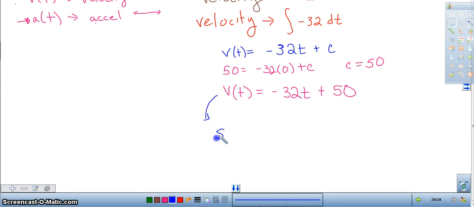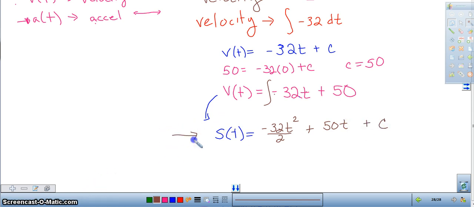What about if I wanted a position function? Let's say I actually want to get the position function. What would I have to do to get it? Well, I'd have to integrate again. If I integrate negative 32t, I get negative 32t squared, because remember I add 1 to the power, and then I have to divide by 2, that's the power rule, plus 50t plus c.